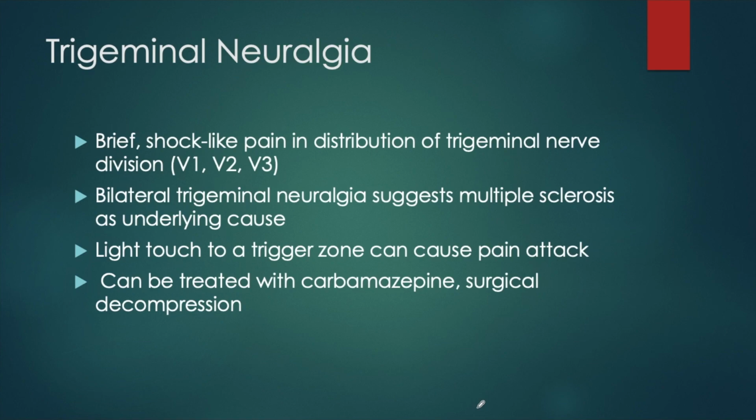If trigeminal neuralgia is not due to a structural lesion affecting the trigeminal nerve, it is commonly treated with medications like carbamazepine. Another treatment is surgical decompression of the trigeminal nerve by putting a small sponge between the trigeminal nerve and the superior cerebellar artery.